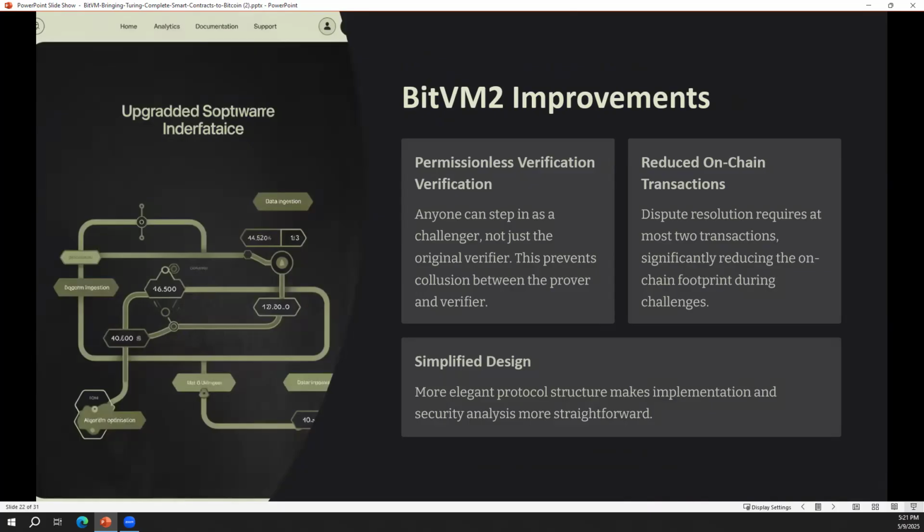So these are the BitVM2 improvements. It has permissionless verification. Anyone can step in as a challenger, not just the original verifier. This prevents collusion between the prover and verifier. We also have reduced on-chain transactions. Dispute resolution requires at most two transactions, significantly reducing the on-chain footprint during challenges. And it also has a simplified design, a more elegant protocol structure, which makes implementation and security analysis more straightforward.